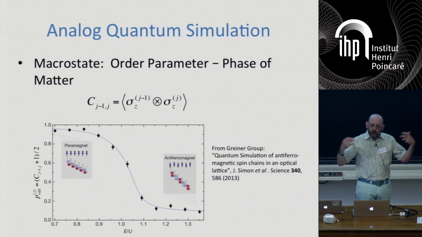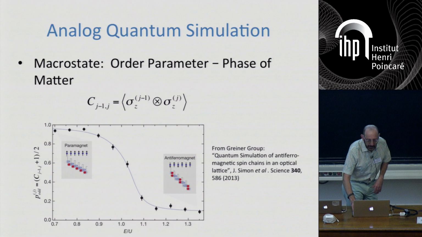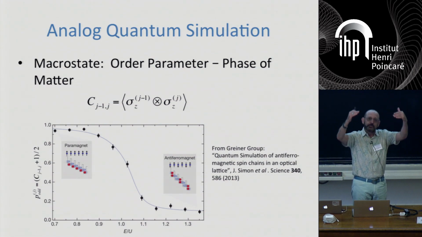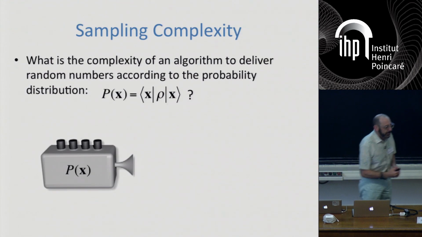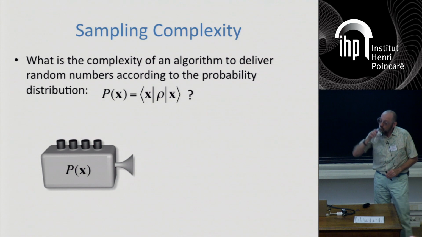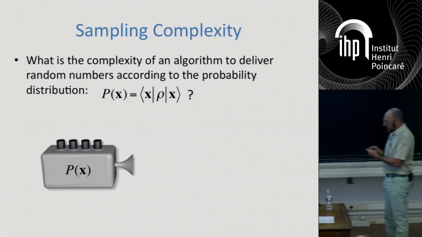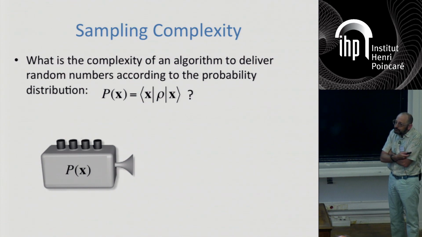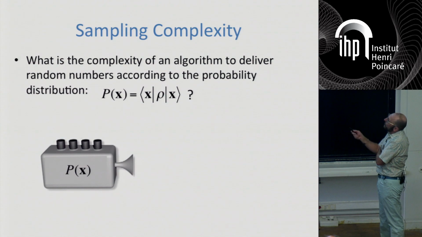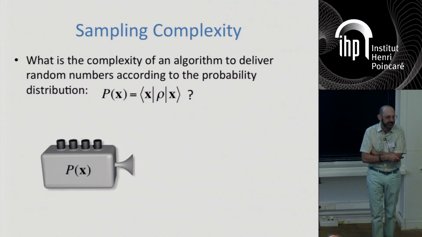Okay? So now I want to think about bringing these ideas together. So we talked about the different ways in which we might try to achieve QCS. Sampling complexity is one of them. So let me just remind you what we're talking about when we're talking about sampling complexity. We're asking the following question. What is the complexity of an algorithm that would spit out random numbers according to a certain probability distribution.